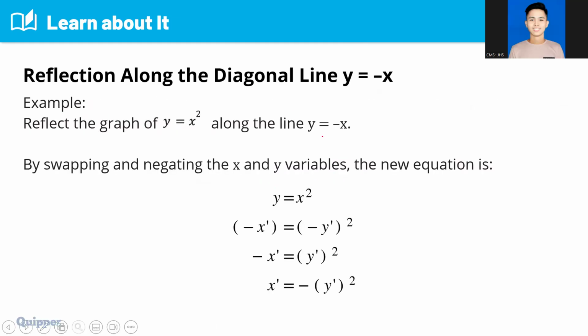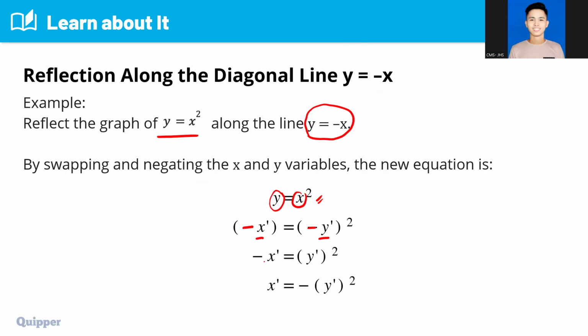Example, this one. So reflect the graph of y equals x squared along line y equals negative x. Oh, if it's negative x, we need to switch or interchange their positions and then flip their signs. So the original given is y equals x squared, right? So let's change their positions muna. So y will become x, and then x will become y. After interchanging their positions, you need to switch or flip their signs from positive, it will become negative now, and then from positive, it will become negative here, and then simplify.